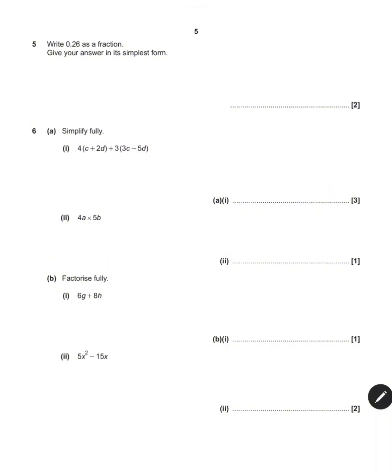Question 6, we've got some algebra to do. So first thing, we've got some brackets to expand. So this is just a multiplication. 4 times c is 4c. Then we've got to do 4 times 2d. Well, that would be 8d. 3 times 3c. 3 3s are 9, so that would be 9c. And 3 times minus 5d. Well, 3 5s are 15. 3 times minus 5 would be minus 15. That's going to be minus 15d.